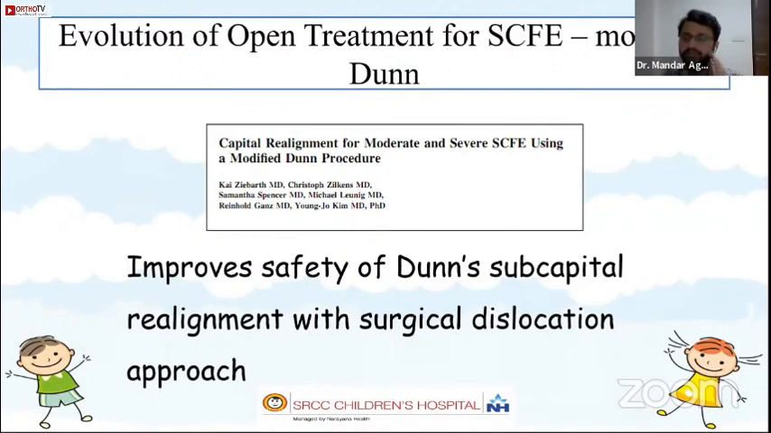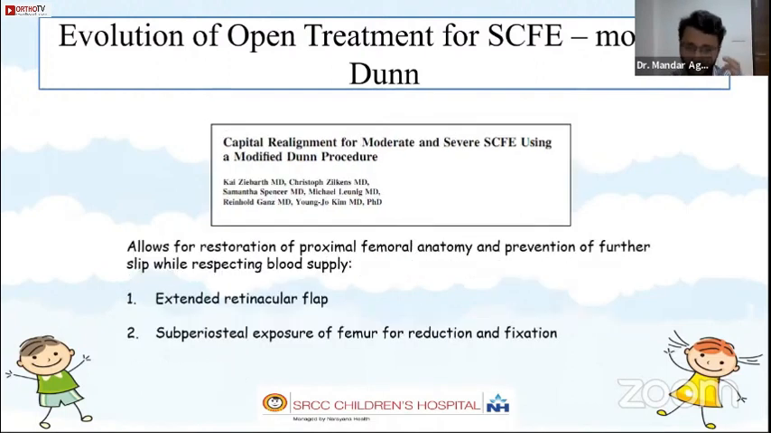So what does that mean? It's basically a Dunn osteotomy, which is performed through the safe surgical dislocation approach. It allows the restoration of the proximal femoral anatomy and prevents further slippage with the help of two things. One is an extensile retinacular flap, and second is the subperiosteal exposure of the femur for reduction and fixation. I'm just going to go briefly with that.